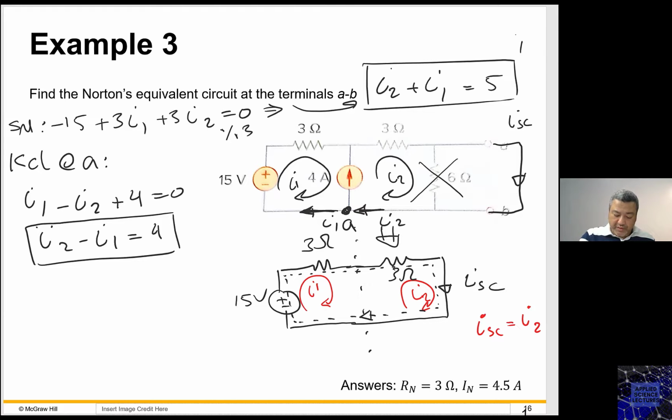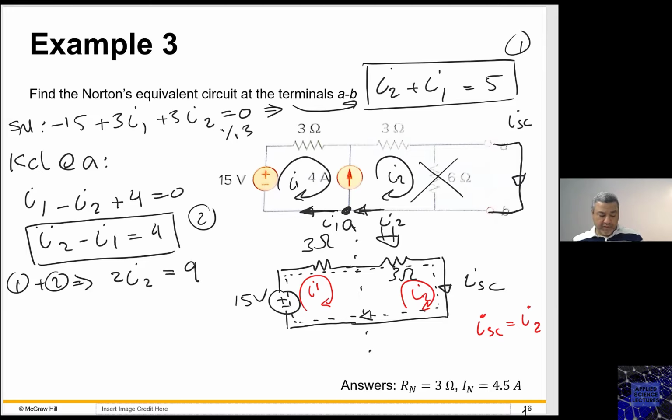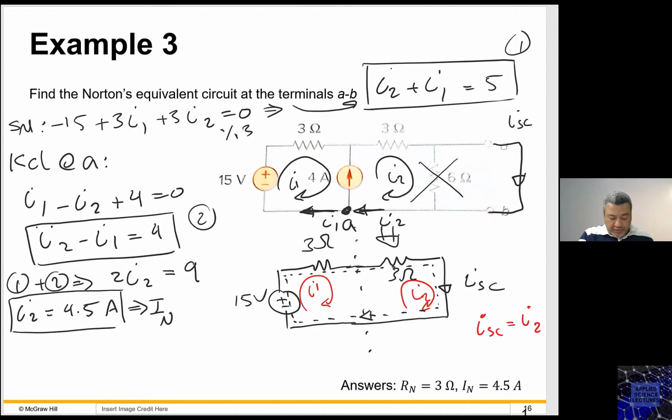So this is 1 and this is 2. If you add 1 to 2, what do you get? You get 2I2 equals 9. Right? Or I2 is 4.5 ampere. And this is what I want. So I Norton is 4.5 ampere.